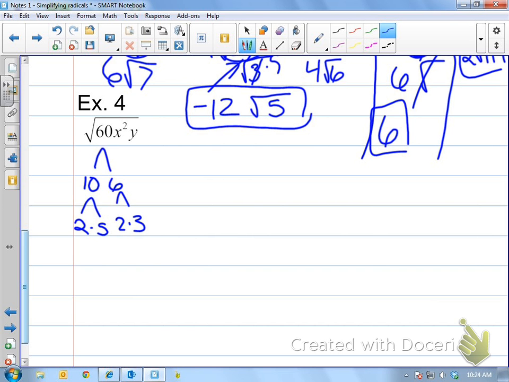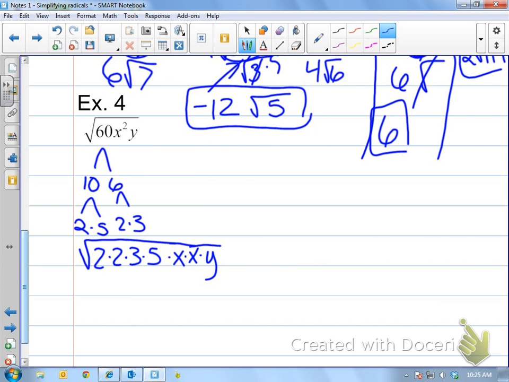So then we have to write our prime factorization all the way out, including our variables. This was the last thing we talked about with prime factorization, is what to do with our variables. We have 2 times 2 times 3 times 5. What do I write for the letters? Times x times x times y. Good.